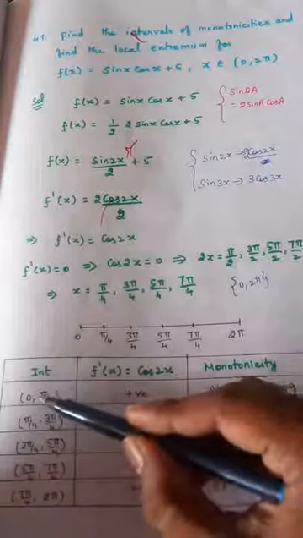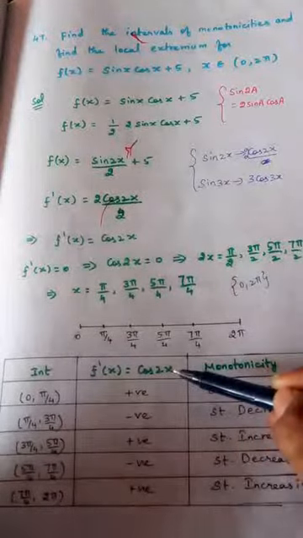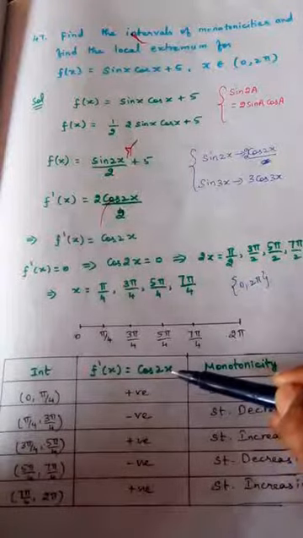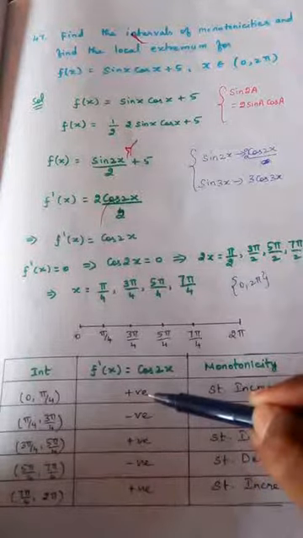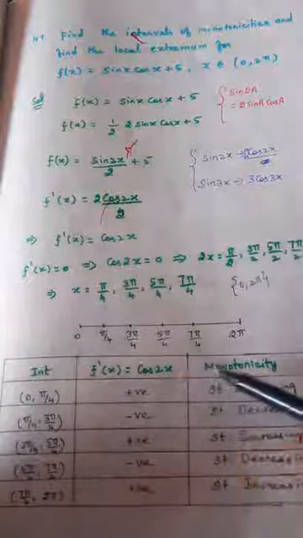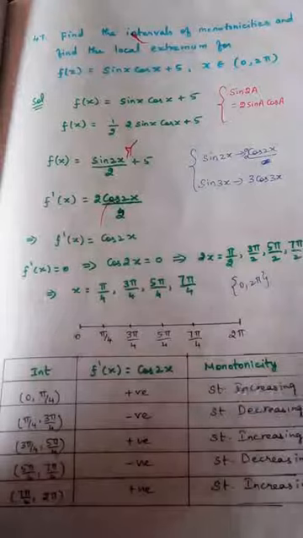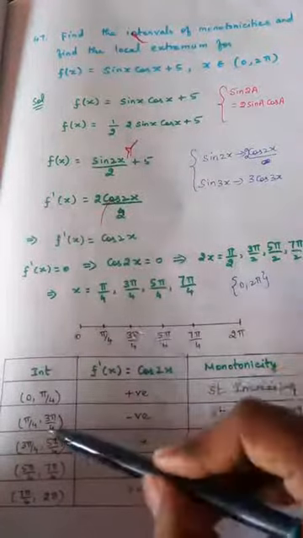In between, take 30 degrees there. If I put 30 in place of x, 2 into 30 will become 60. Cos 60, the answer is what? 1 by 2, which is a positive number. So we need to just verify the sign, that's all. If it is positive, we will say the function is strictly increasing in this interval. Strictly increasing. Take the next interval, pi by 4 to 3 pi by 4.